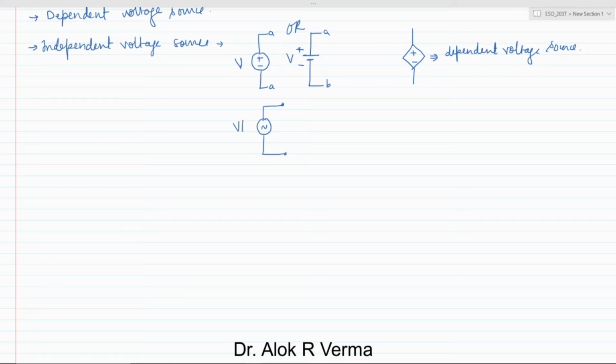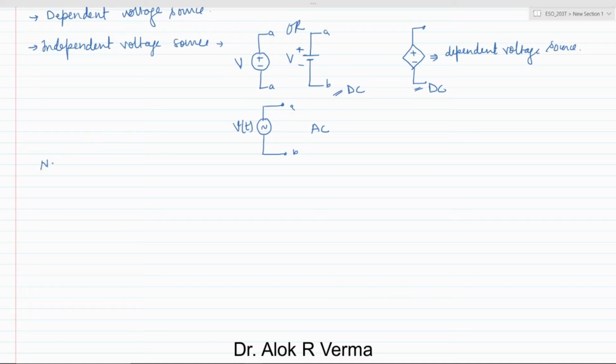This V(t), small case v(t), is the AC. This is for DC, because the polarity is given. So, DC independent source.